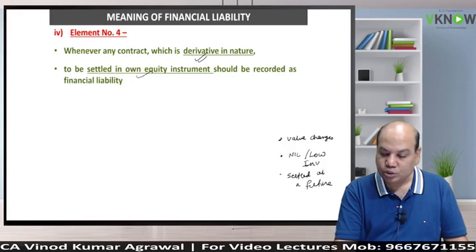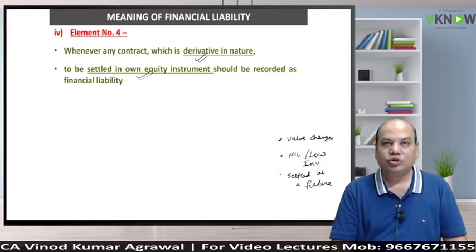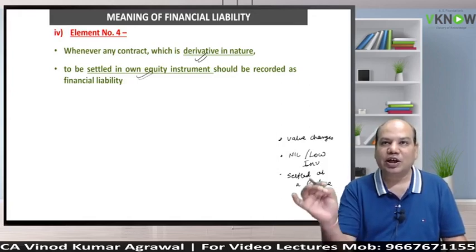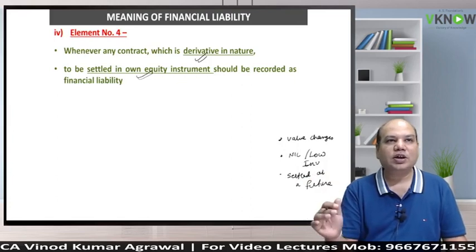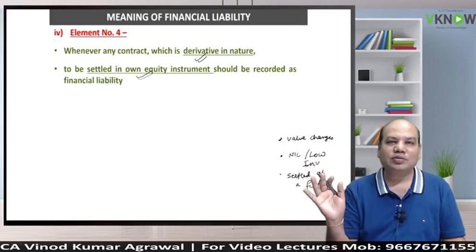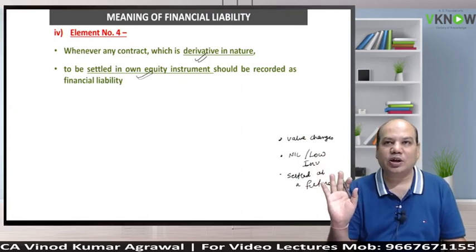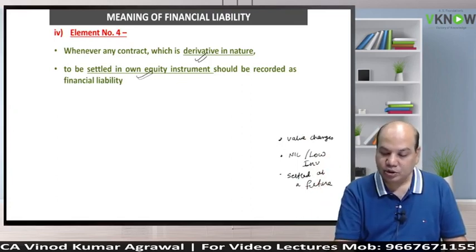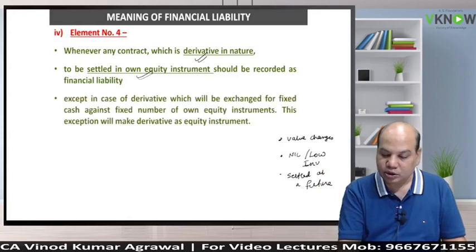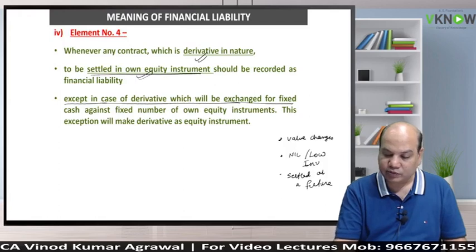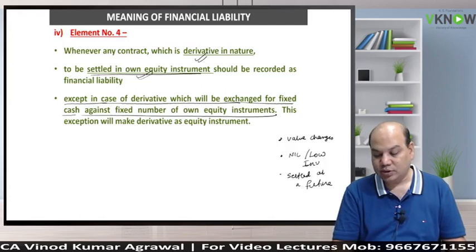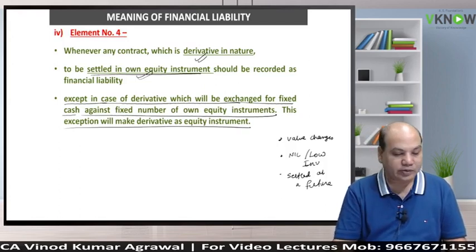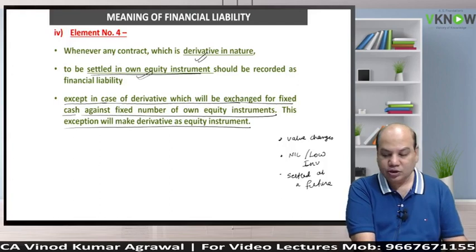So coming back to the definition of element number 4, the contract should be derivative in nature to be settled in own equity instrument. If it is settled in own equity instrument, check element number 4. If it is settled in any other asset or liability, check element number 2, it should become unfavorable. Should be recorded as a financial liability which will be settled in own equity instrument, except in case of a derivative which will be exchanged for fixed cash against a fixed number of own equity instrument. This exception will make the derivative an equity instrument.